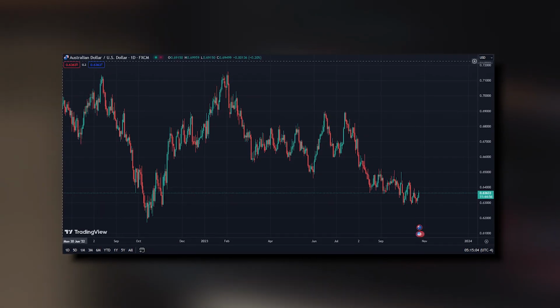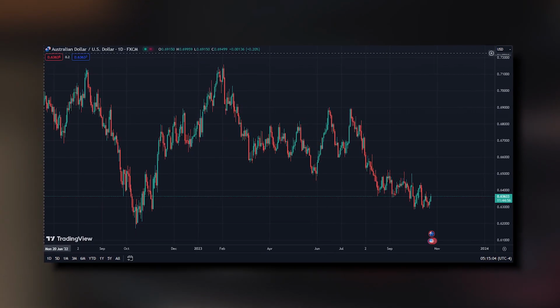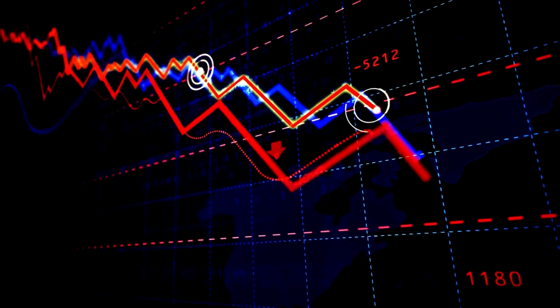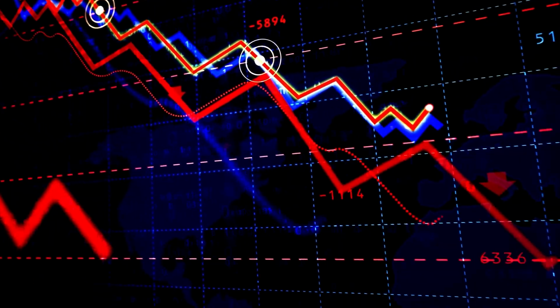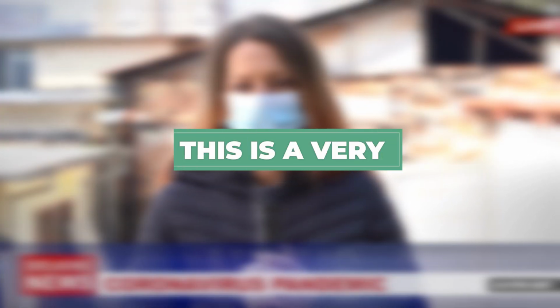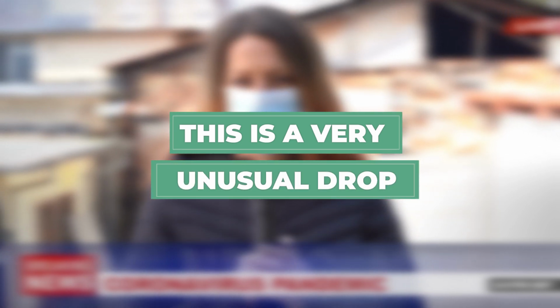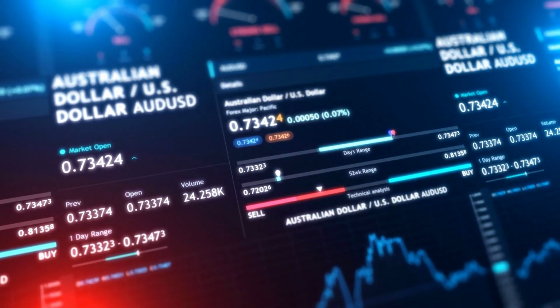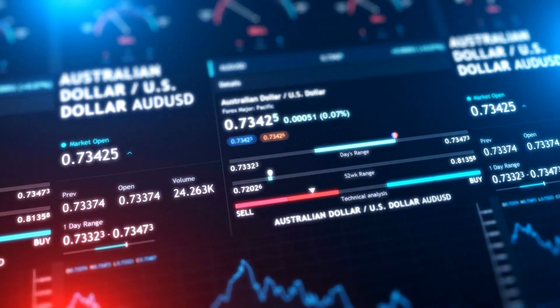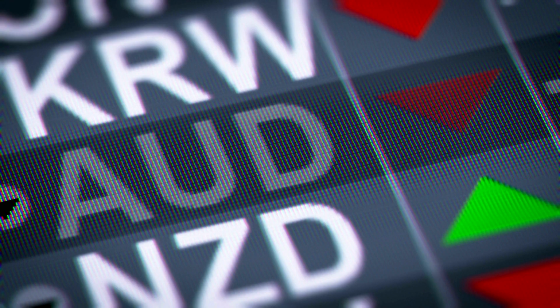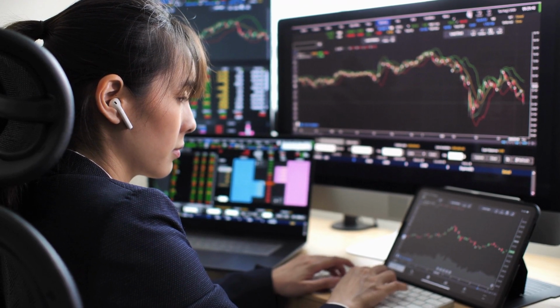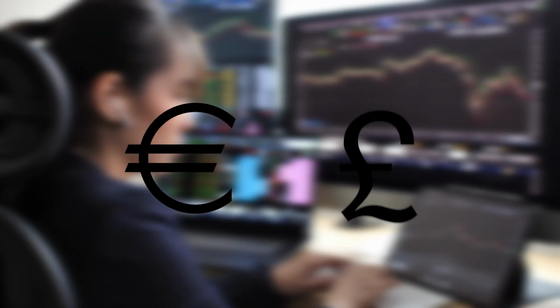It wasn't too long ago when the AUD fell to a low of US 63 cents, which hasn't been seen since the height of the global financial crisis. Even if we don't count the chaos of the early COVID outbreak, this is a very unusual drop. Aussies are always interested to see how their currency does against the strong dollar, but it's also important to know that the AUD is losing value against other currencies, such as the euro and the pound.